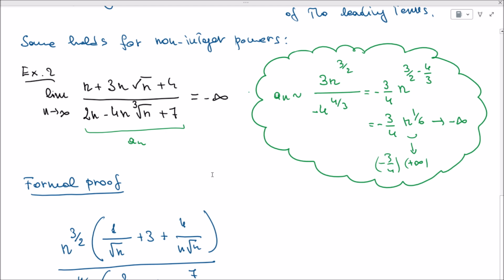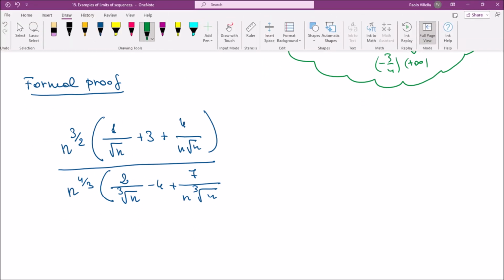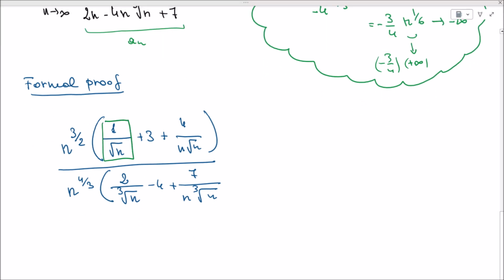And as always, as n goes to infinity, this will go to 0.